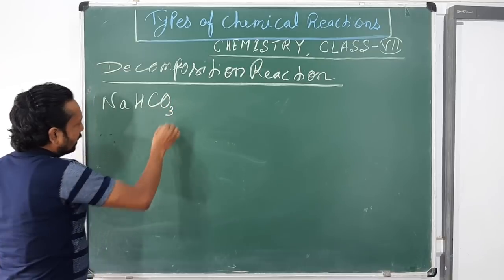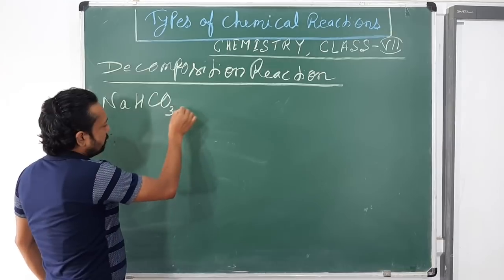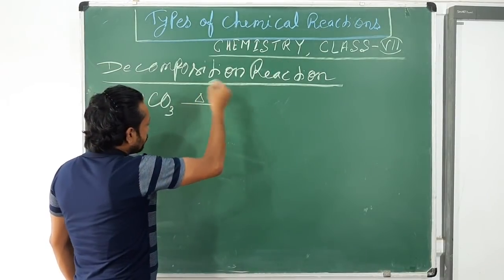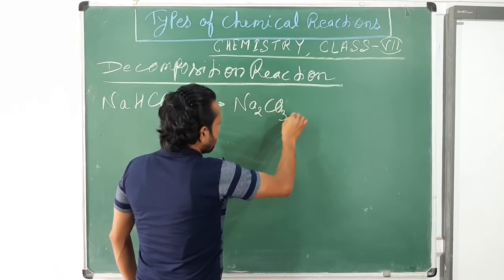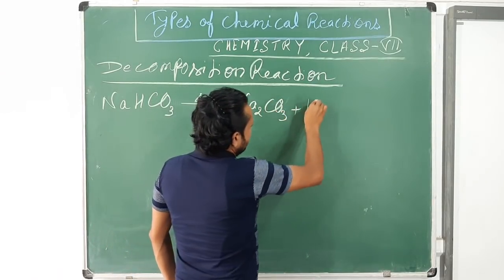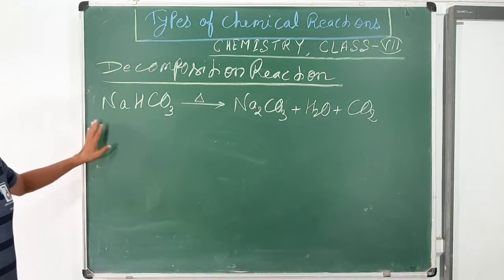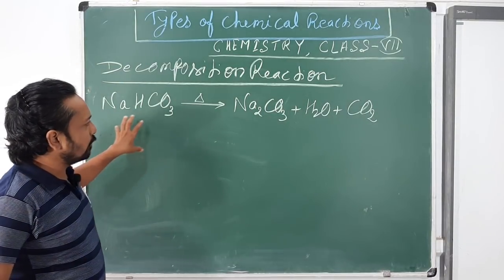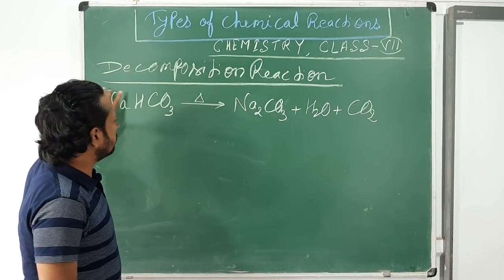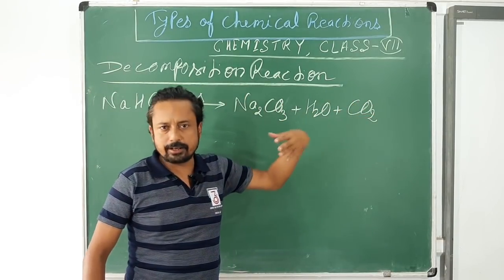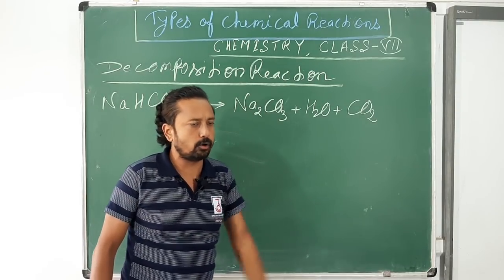Like if we use NaHCO3, sodium bicarbonate, also called sodium hydrogen carbonate. When sodium bicarbonate is heated, it forms sodium carbonate Na2CO3 plus H2O plus CO2. So in this reaction one reactant breaks down into two or more products by heating it. This is one example of a decomposition reaction. Decomposition reactions are those in which one reactant decomposes and forms two or more products.